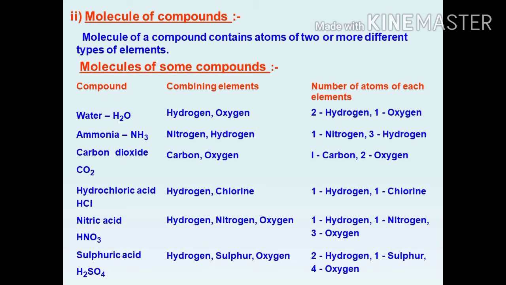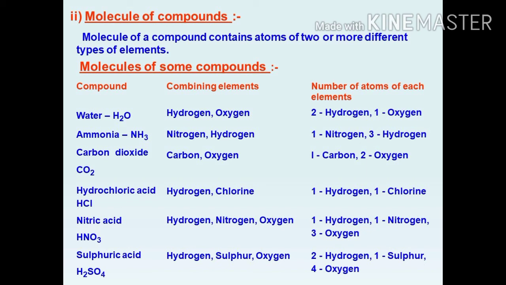See the next one, carbon dioxide, CO2. The combining elements are carbon and oxygen. Carbon is 1, oxygen 2. Hydrochloric acid. Combining elements: hydrogen and chlorine. Formula HCl. Only one hydrogen, and only one chlorine. Nitric acid. The chemical formula is HNO3. The combining elements are hydrogen, nitrogen and oxygen. Hydrogen 1, nitrogen 1, oxygen 3.